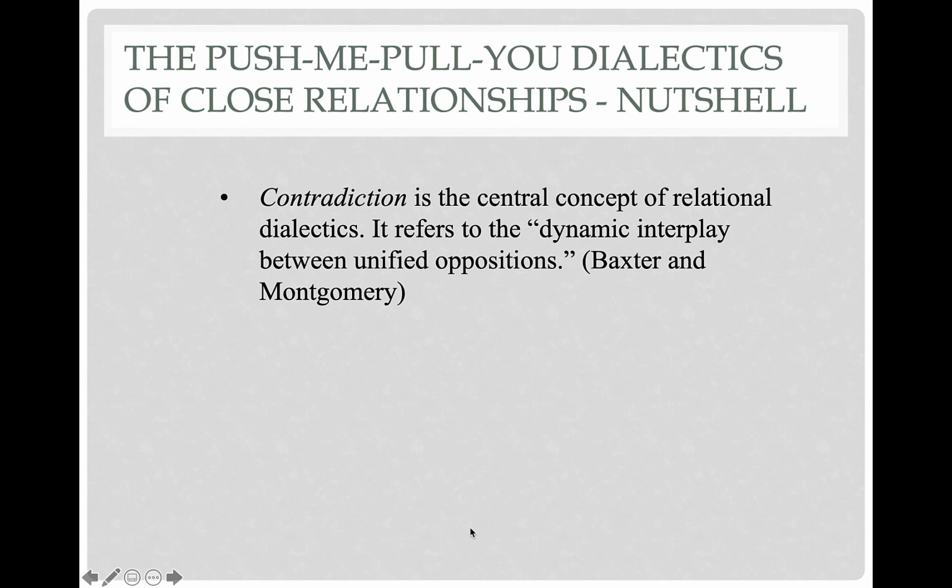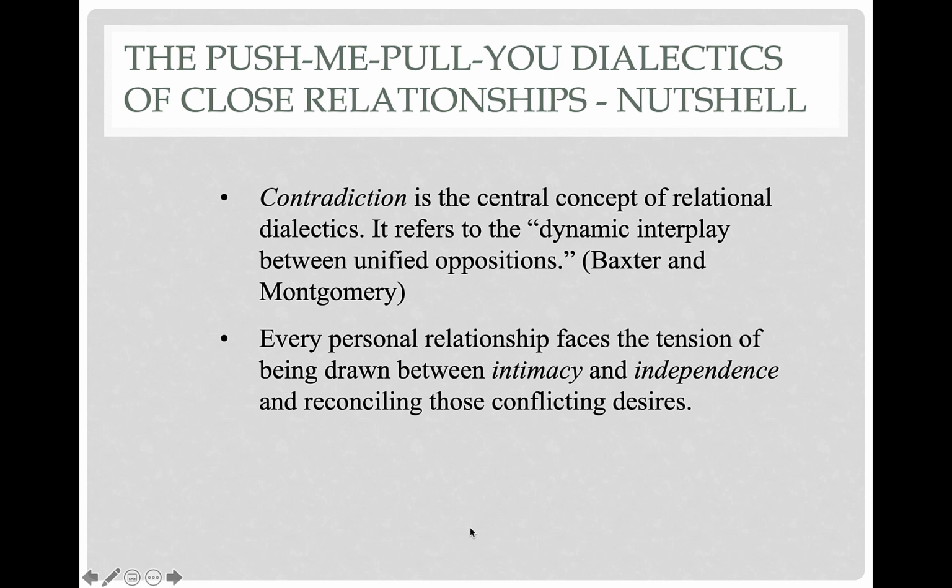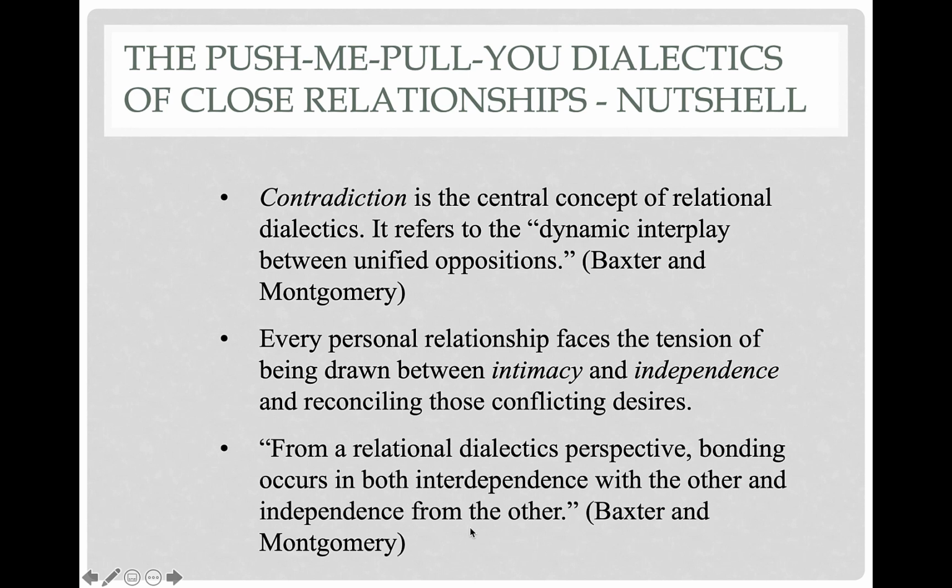There is another theory that we didn't look at. It's in your book, called cognitive dissonance theory. This theory involves some of that cognitive dissonance. Sometimes we hold dissonant or contradictory ideas. Well, this is the same thing that this theory is getting at. Every relationship, they say, faces that tension between intimacy and independence. And we are constantly having to think about and reconcile those conflicting desires. So that's the heart of this theory.